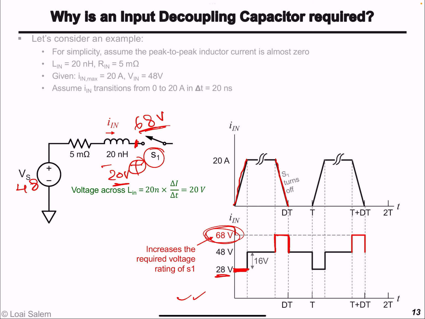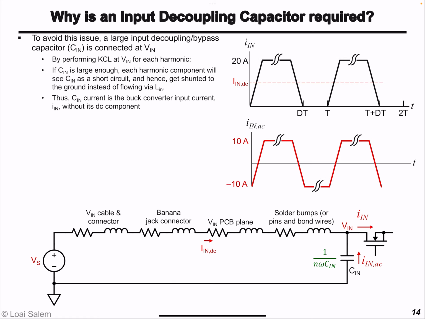So instead of selecting a switch S1 that can handle a maximum voltage of say 48 volts or a little bit higher, because the input is 48 volts, we have to select a more expensive or bigger switch that can handle up to 68 volts maximum. Okay, so to solve that, we use an input decoupling capacitor right beside the top switch in a buck converter.